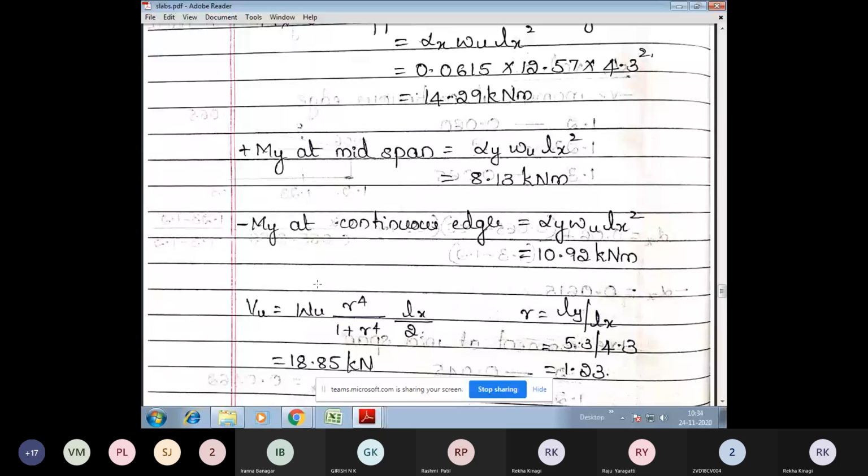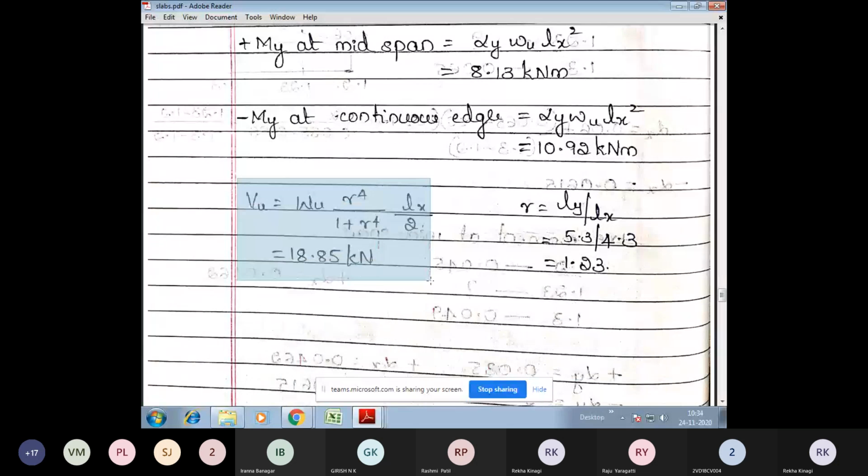And the next thing is to find out the ultimate shear force, that is the design shear force. The design shear force for the two-way slab is to be calculated using the equation Wu into R raised to 4 divided by 1 plus R raised to 4, into Lx by 2, where the value of R is nothing but the Ly by Lx ratio, that is 1.23. So this is how we need to calculate the shear force value, that is 18.85 kilonewton.